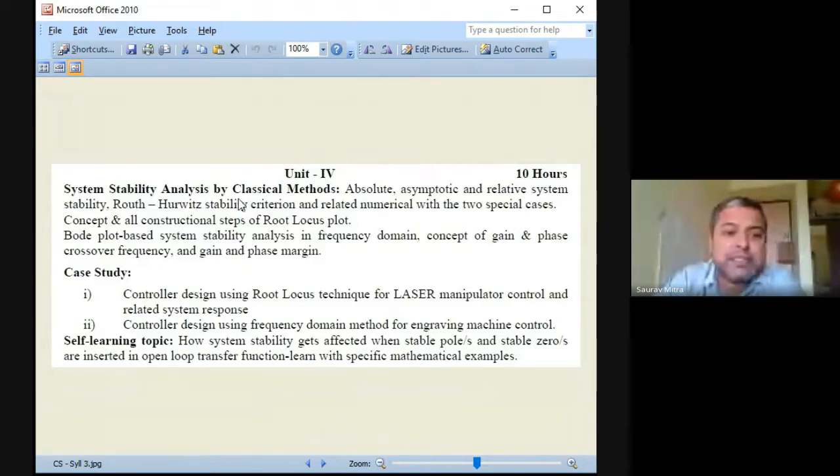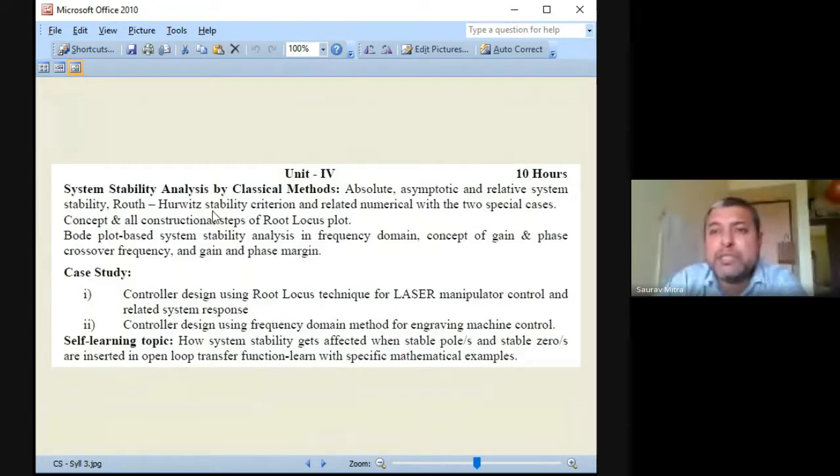Hurwitz stability and root locus are in the Laplace domain. All the S and all these things will be there. So the characteristic equation will be there, and from the characteristic equation, in the Hurwitz stability criterion, we have to find out whether the system is stable or unstable.